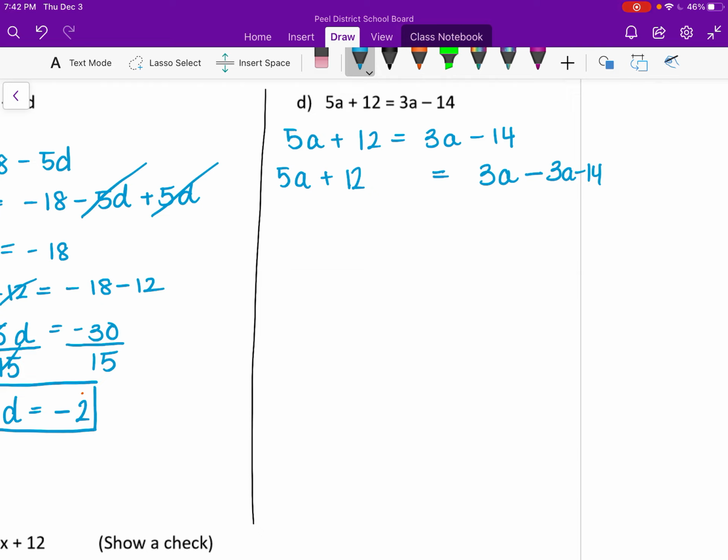So whatever I do to this side, I have to do to this side. So I have minus 3a over here. So I'm going to do 5a minus 3a, just collect that like term. It's going to turn to 2a plus 12 is equal to 3a minus 3a, which was 0, minus 14. So I'm just going to go a step further and get rid of that right off the bat, just to make it a little bit clearer. I'm also just going to make this a little bit clearer.